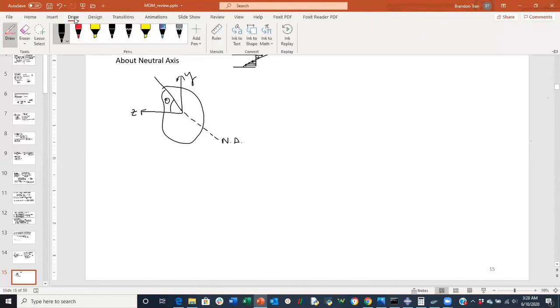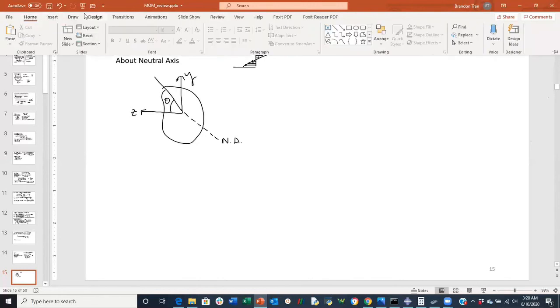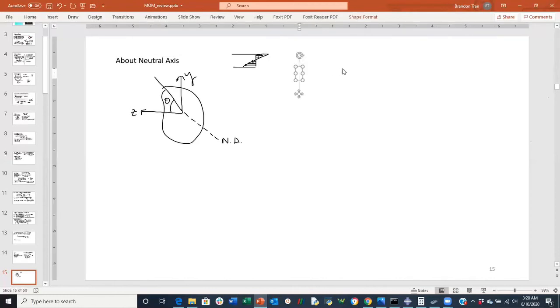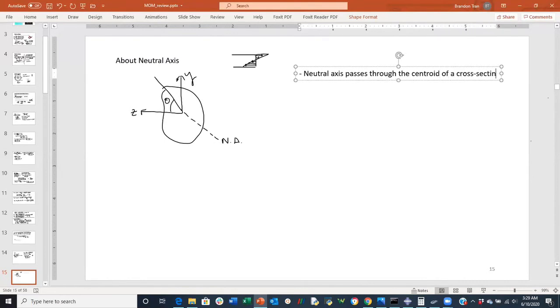So let's go ahead and put an additional set of text here. The neutral axis passes through the centroid of a cross section. Okay, so fairly obvious there. Next thing, the normal stresses are 0 at the neutral axis. So I've already established that.